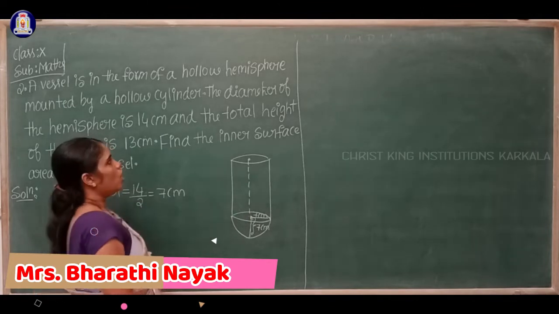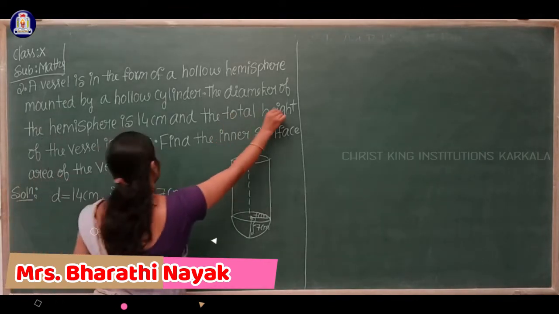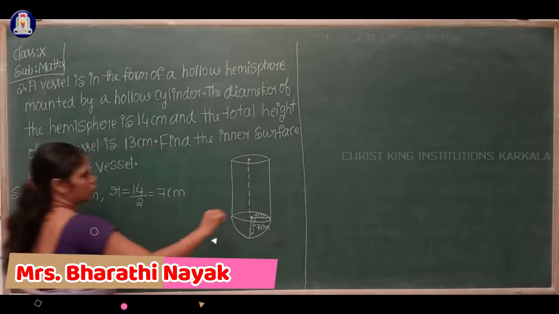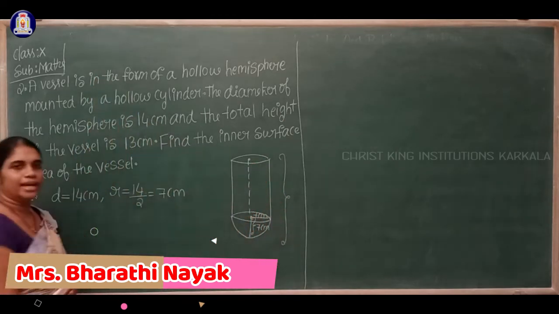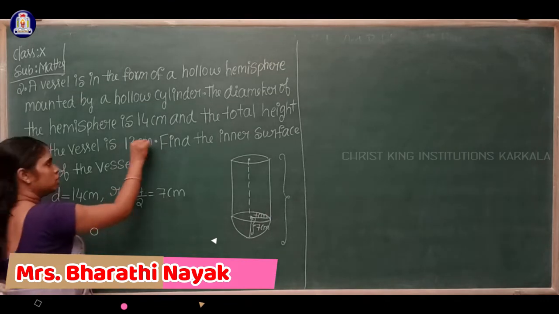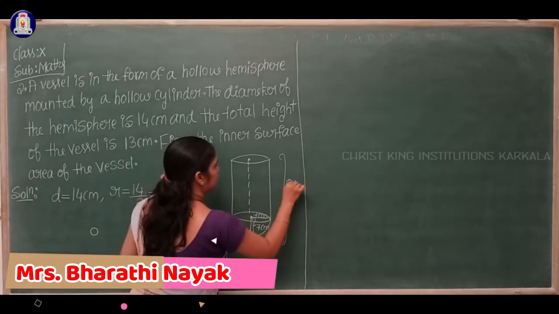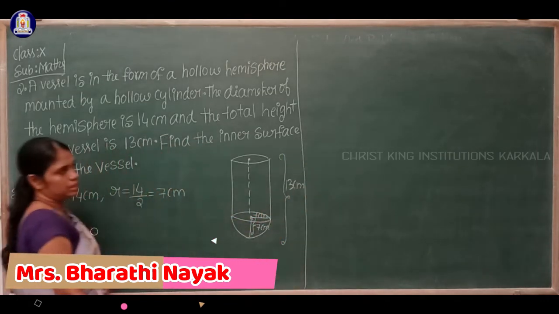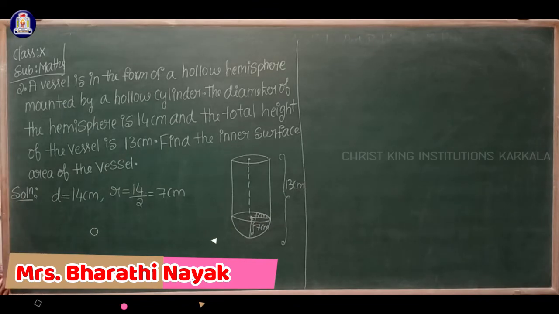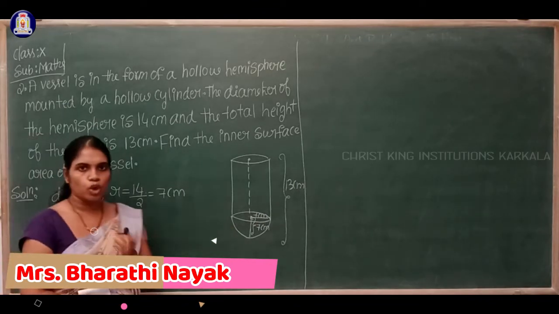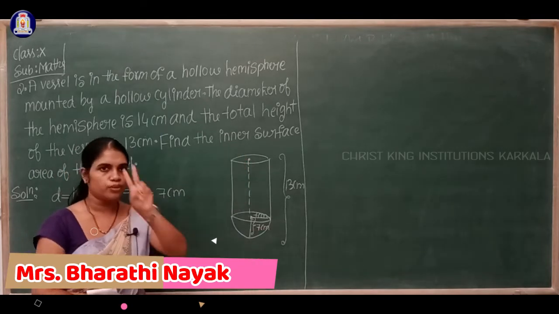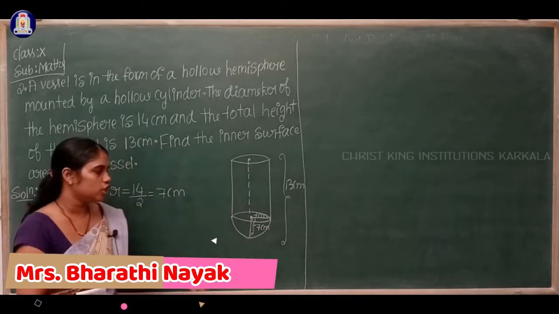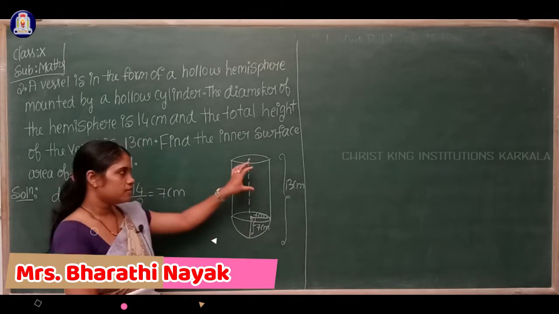Also given is the total height of the vessel. Total height means here to here. Total height of the vessel is 13 centimeter. See here, they have discussed two solids. So this figure is a combination of two solids. Which are the two solids? Hemisphere as well as cylinder.